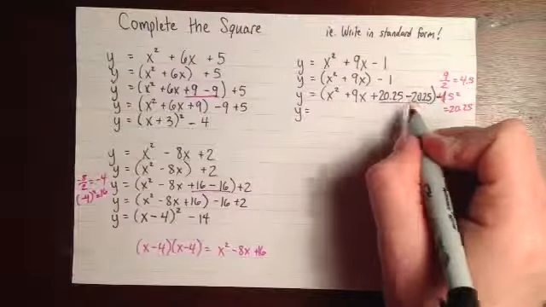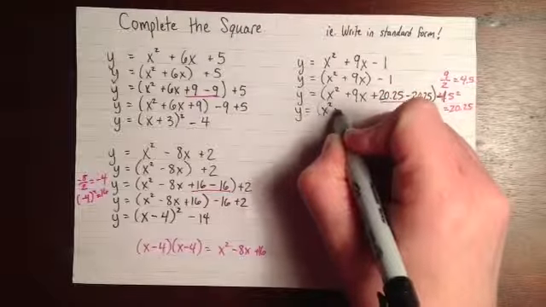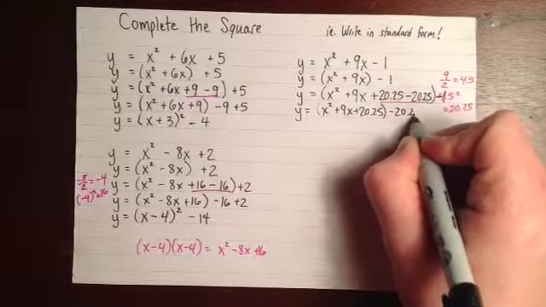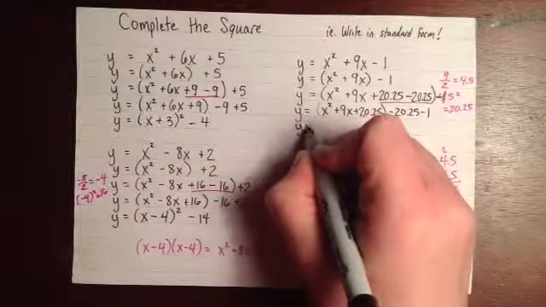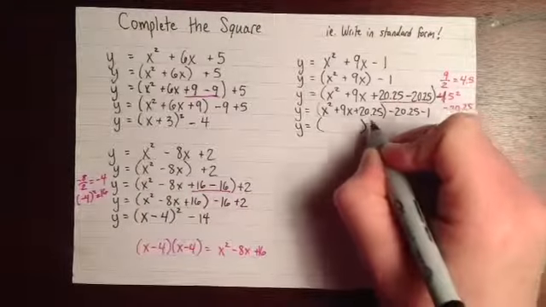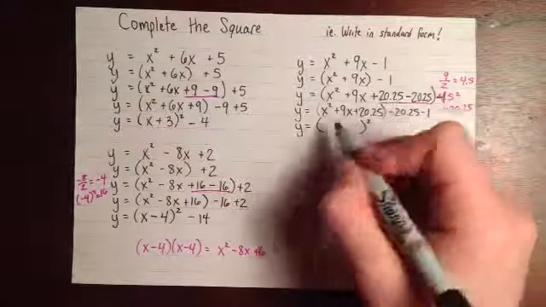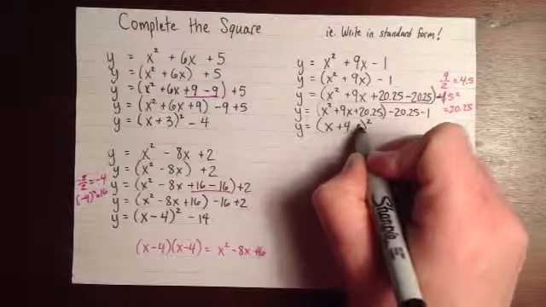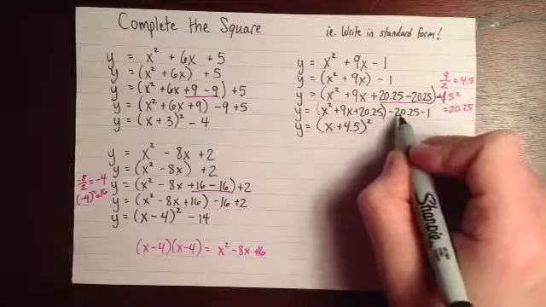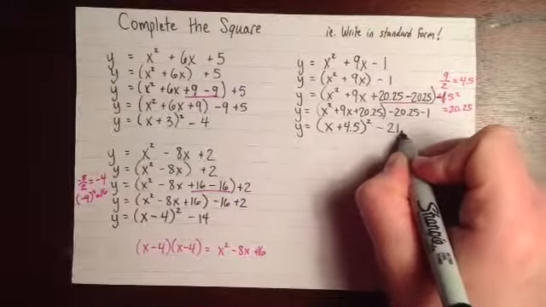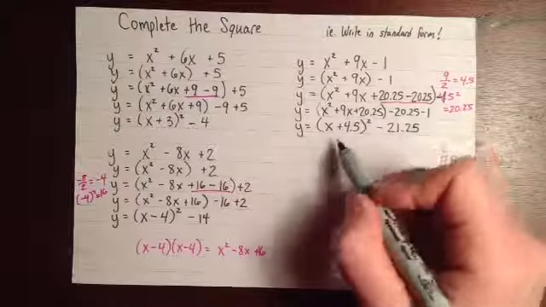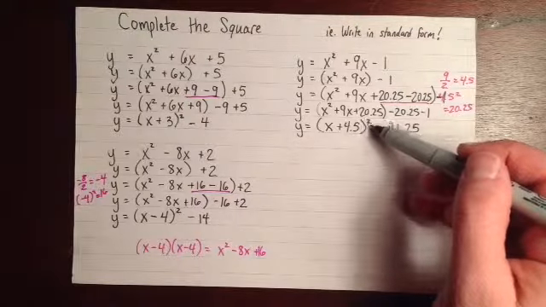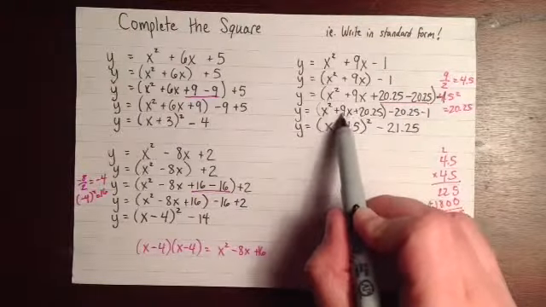And now I'll just pull this second one out of the brackets, just so we can see what we've got for a perfect square. Okay. And then here, there's our perfect square. So what is it? Again, we take our 9, divide by 2, and we get 4.5. And then out here we've got minus 21.25. If you wanted to check, you could take x plus 4.5 squared, and you come out with x squared plus 9x plus 20.25.